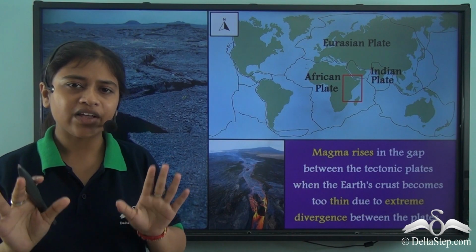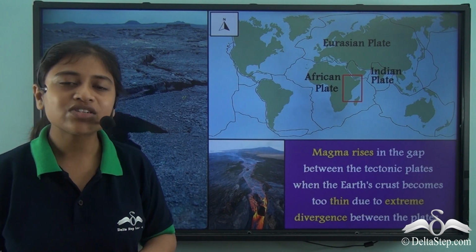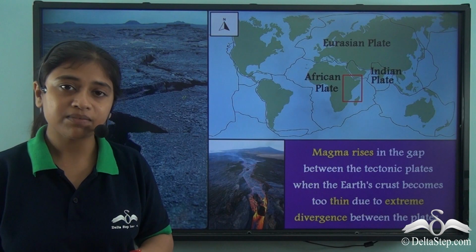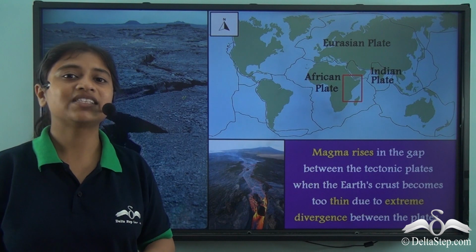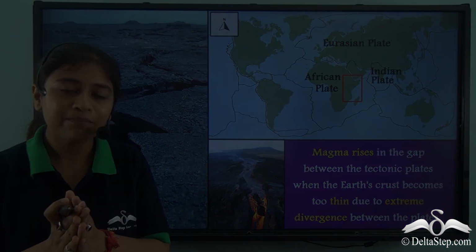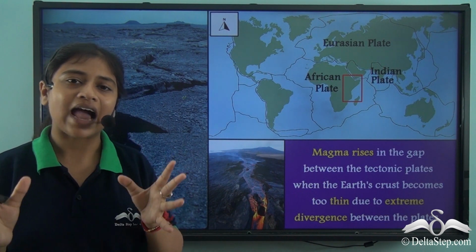Now, when the divergence is continuous and extreme, it leads to the thinning of the Earth's crust. Because of that, sometimes the magma that lies within the Earth's interior rises up in the gap of these divergences, giving it a volcanic characteristic.